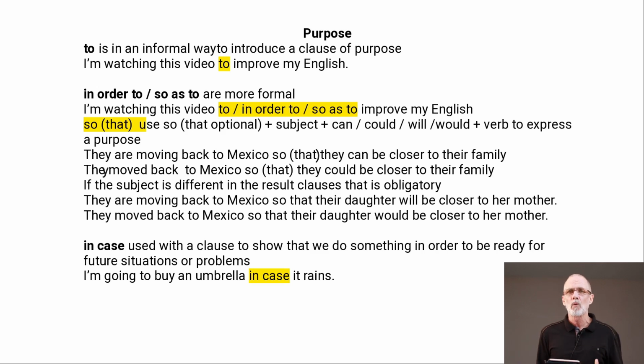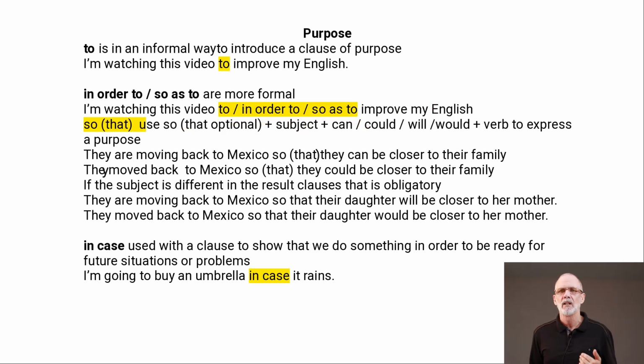The most common way to talk about purpose is to use to. To is an informal way to introduce a clause of purpose. I'm watching this video to improve my English. To, a very common way to talk about purpose in informal spoken English. Let's have a look at some other ways we can do it. In order to and so as to serve the same function but more formal. Example, I'm watching this video in order to improve my English. Or I'm watching this video so as to improve my English.